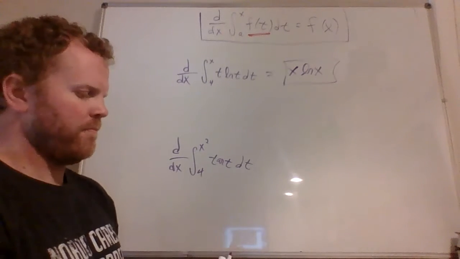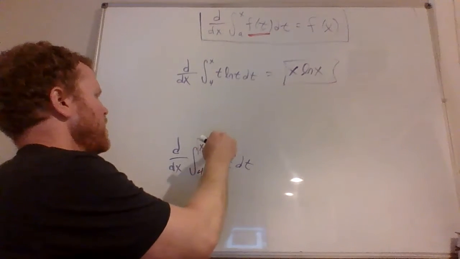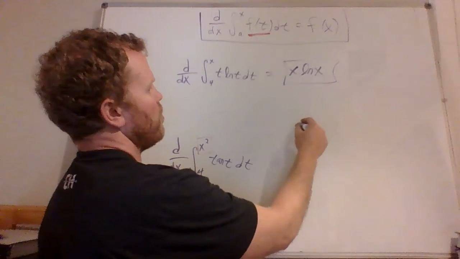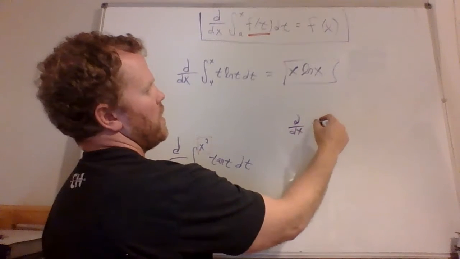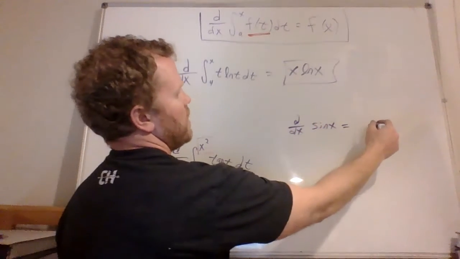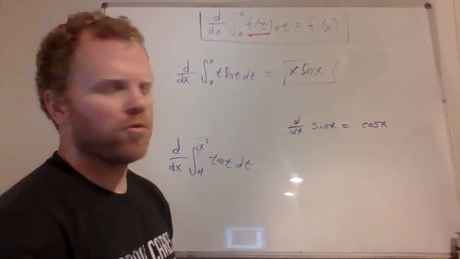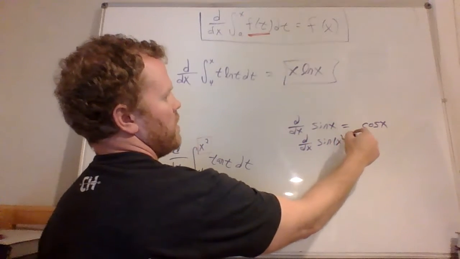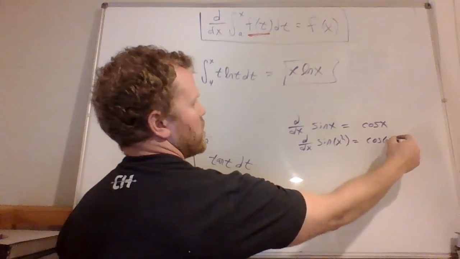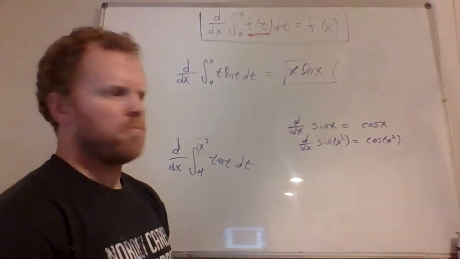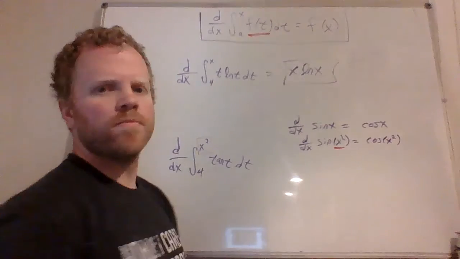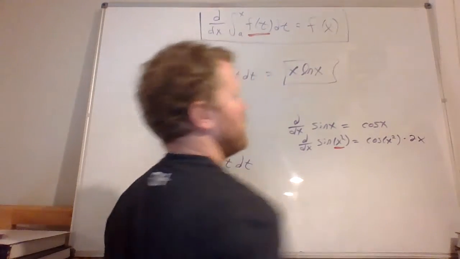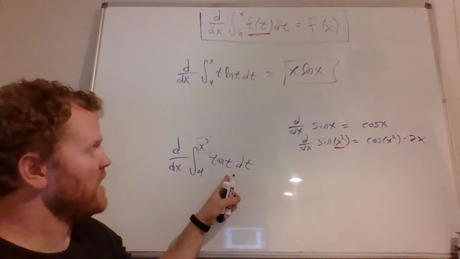This one's a little weirder because the upper limit in play here is x squared. So just like if you know that d/dx of sine of x is cosine of x, d/dx of sine of x squared isn't just cosine of x squared, because this is a function that needs the chain rule. So you're going to go back inside and pick up an extra 2x. This is pretty much the exact same thing.